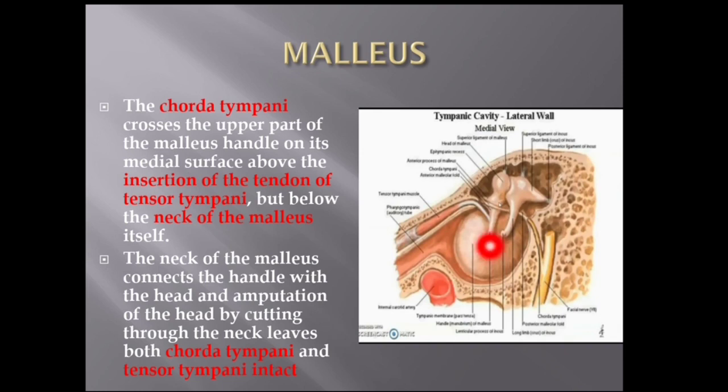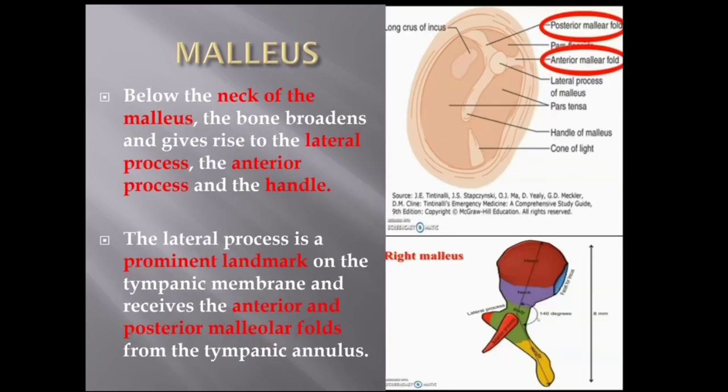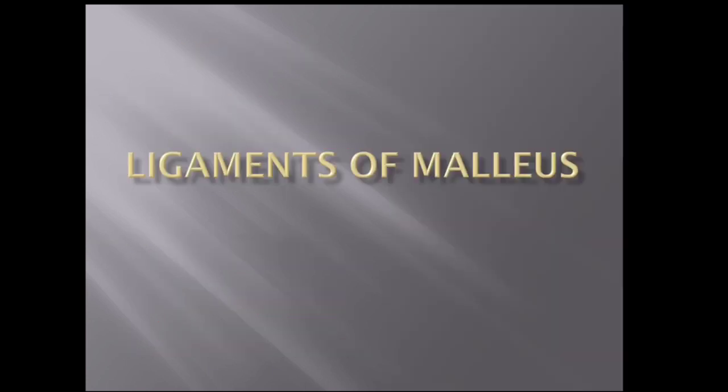The chorda tympani crosses the upper part of the malleus handle on its medial surface, above the insertion of the tendon of tensor tympani but below the neck of the malleus. The neck of the malleus connects the handle with the head, and amputation of the head by cutting through the neck leaves both the chorda and tensor tympani intact. Below the neck of the malleus, the bone broadens and gives rise to the lateral process, anterior process, and handle.